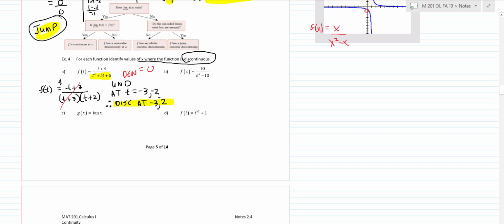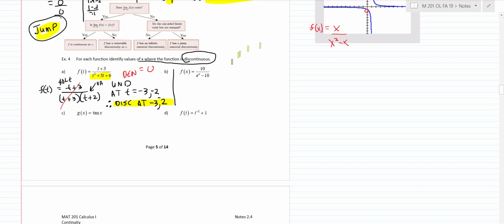Remember what we learned? This is a hole. Okay, hole at negative 3, vertical asymptote at negative 2. So we've seen that situation show up several times. When you have a hole, it's a removable discontinuity. When you have a vertical asymptote, it's an infinite discontinuity. So that's how it works out.